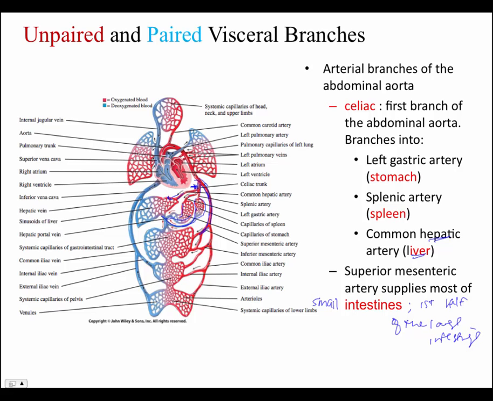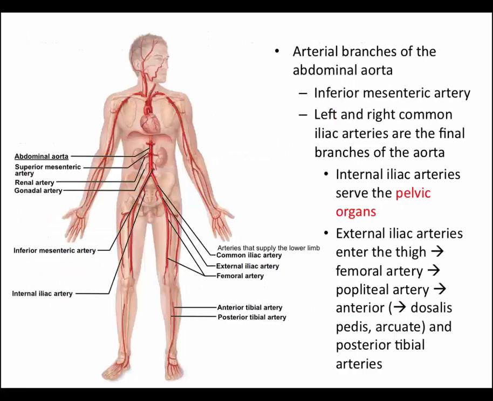Then from here, we're going to keep on branching down for our lower extremities. So from that abdominal aorta, here we're going to have that branch. Another branch, we have the inferior mesenteric artery. This is going to feed the lower half, the second half of the large intestines. So it's the second blood supply for your large intestines.